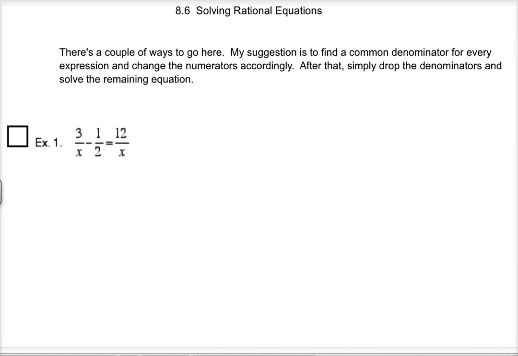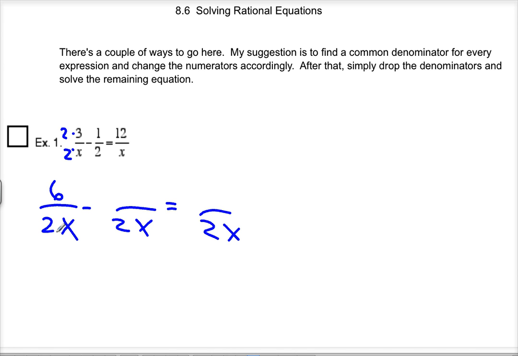Or you could find a common denominator, like we've been doing the last three days here, and write each expression over that denominator. So like on example 1, the common denominator would be 2x. The term on the left would need a 2, so that'd be 6 over 2x, then it's minus. The half would need an x, so it's x over 2x. And the 12 over x would need a 2.